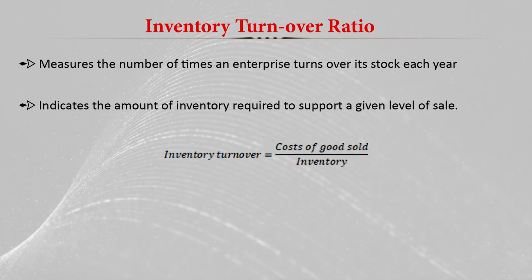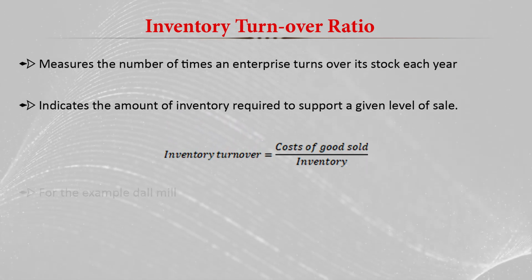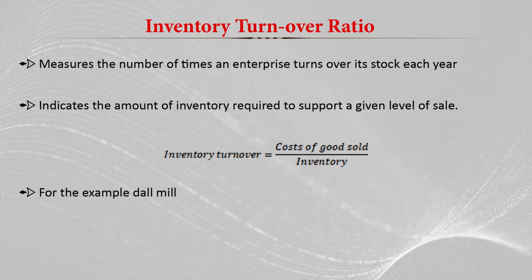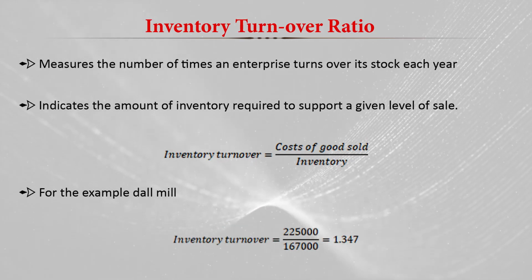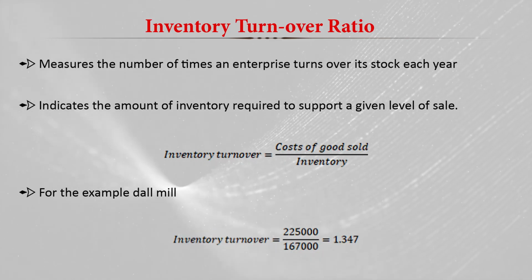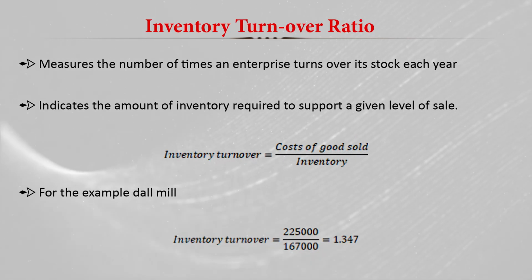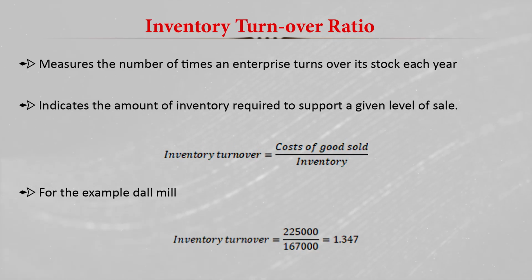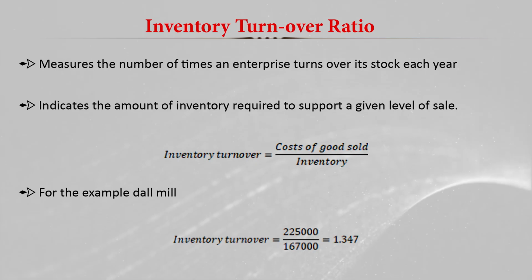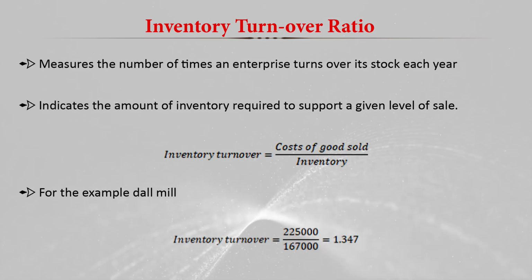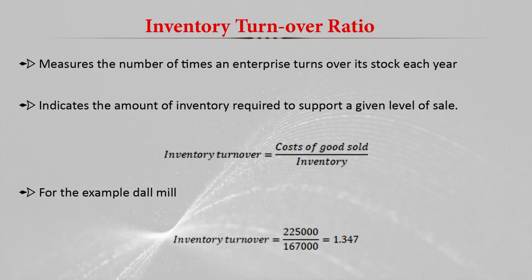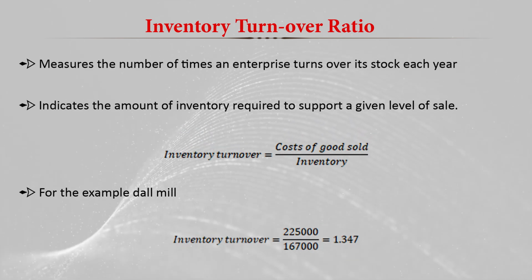So basically, when we calculate the inventory turnover ratio for our dal mill example, the cost of goods sold is 2,25,000 divided by the inventory, that is 1,67,000. So the inventory turnover ratio here in case of the dal mill is 1.347. So here how we can interpret this inventory ratio, that is also important.